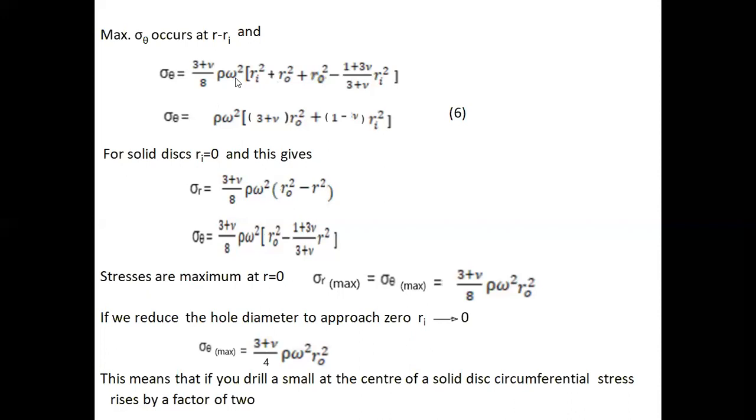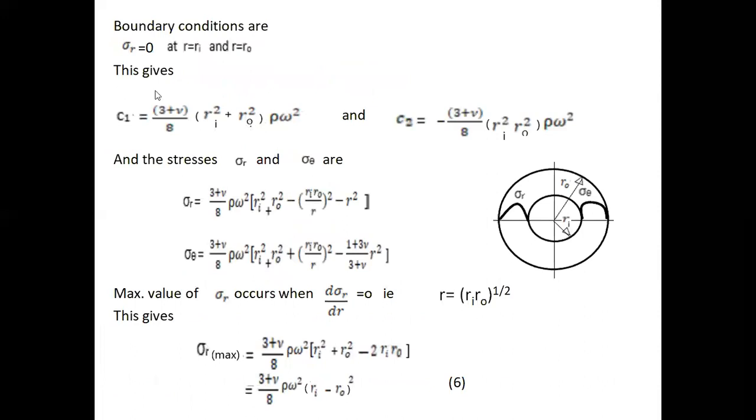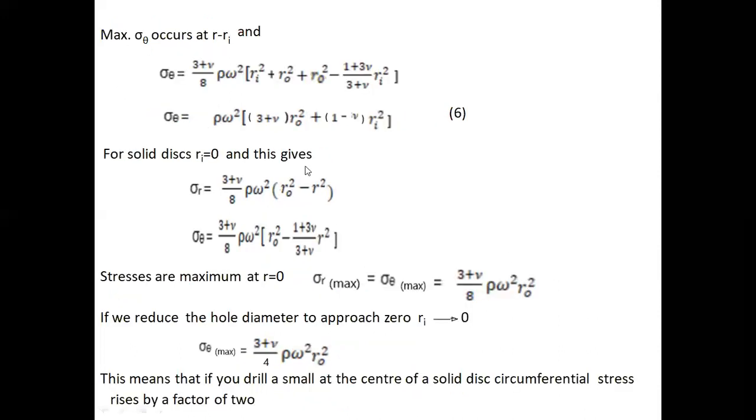So let's look at the stresses when the disk is solid. What does it mean that the disk is solid? Solid disk means Ri is 0. So let's go back to these two equations and we put Ri equal to 0. So the first term is 0 and the third term is 0. So we are left with Ro square minus R square. So sigma R becomes 3 plus nu by 8 rho omega square, Ro square minus R square.